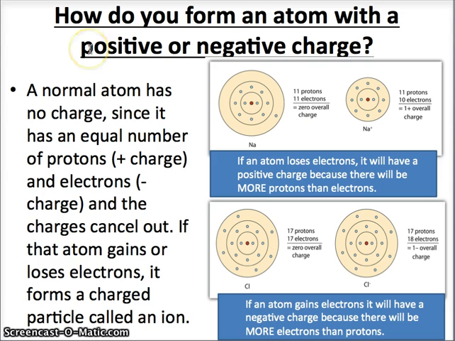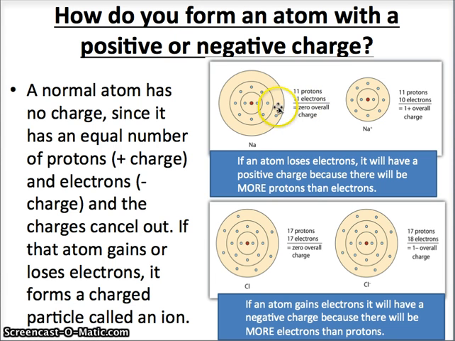So first let's talk about how you form an atom with a positive or negative charge. A normal atom has no charge, because the number of protons, or the positive charges in the nucleus, is equal to the number of electrons, or the negative charges in the electron cloud. And the charges cancel each other. So in this picture you can see there's zero overall charge in this Na atom, or sodium atom, because there's 11 protons, 11 electrons, positive and negative cancel each other.